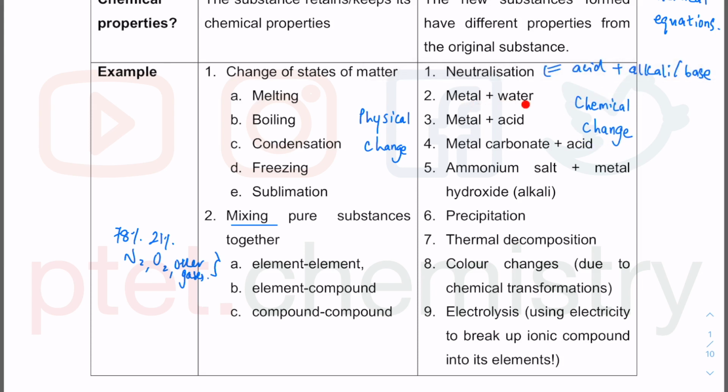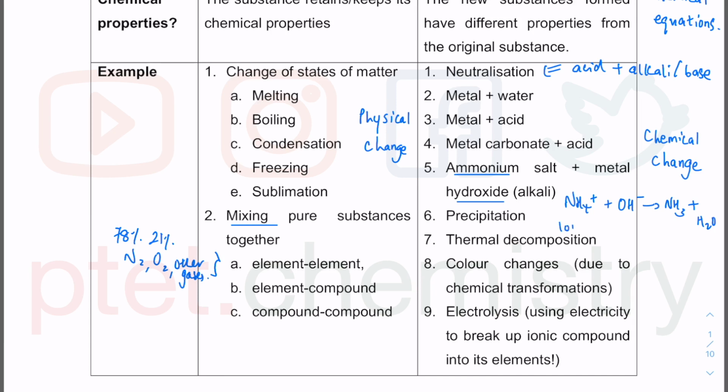Then the metal plus water reaction gives you the metal hydroxide and hydrogen gas. Metal plus acid gives you metal salt and also hydrogen gas. Metal carbonate plus acid gives you carbon dioxide, a salt as well as water. Ammonium salt, the test for ammonium ion is when it reacts with sodium hydroxide and then you will get a gas. That is because ammonium salt plus sodium hydroxide, as you have seen a lot of times when we did the qualitative analysis topic, will give you NH3 plus H2O.